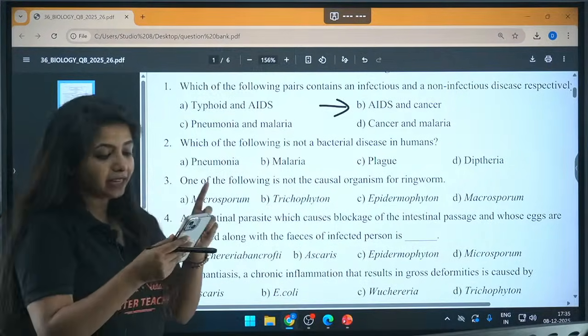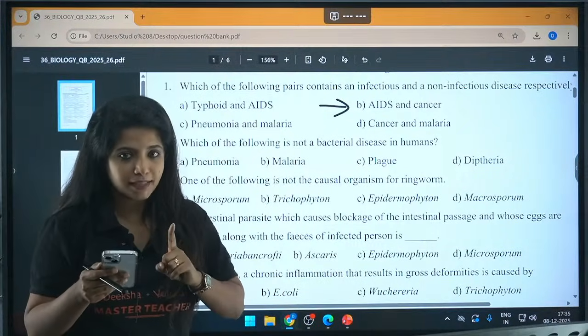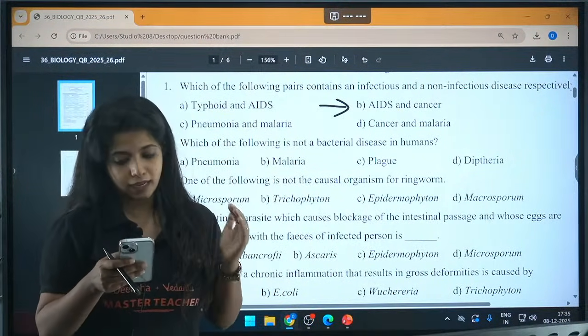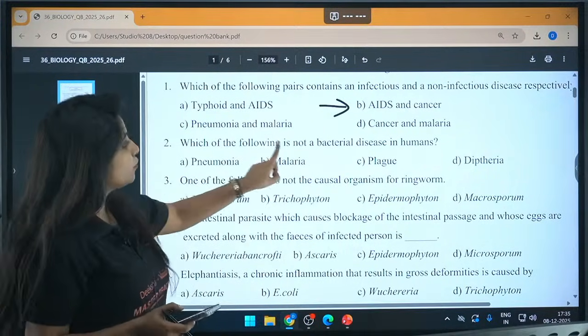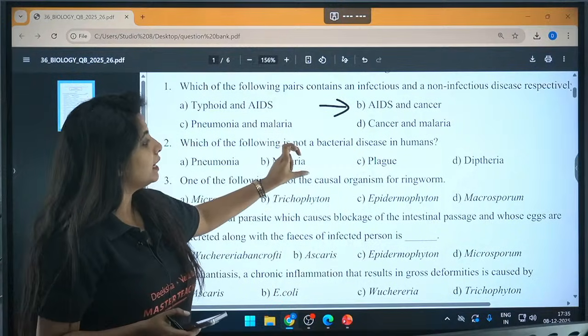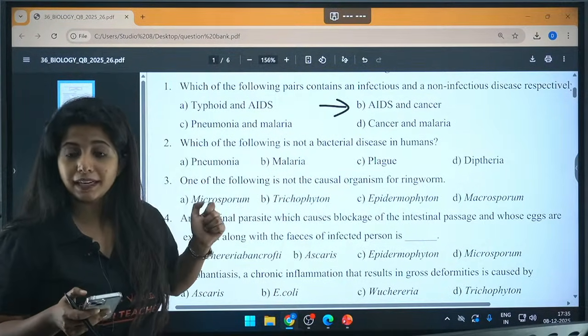Question number 2. So, my dear children, we will count our marks. While we solve this, we are going to count our marks, and let's see who is able to get the maximum of them correct. Okay. So, which of the following is not a bacterial disease in humans? Pneumonia, malaria, plague and diphtheria. Which one among them is not a bacterial disease?